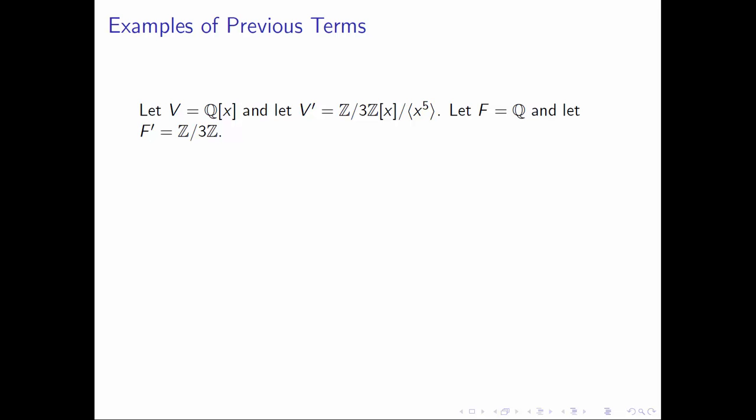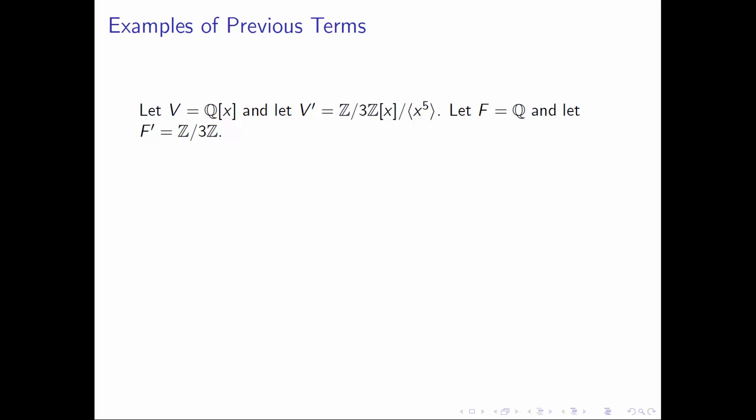Now, just to make this a slightly less boring presentation, hopefully, let's do some examples just using the previous terms. So let's consider two different vector spaces over two different fields. Let's introduce the vector space V, which is the rational numbers adjoined X, so polynomials with rational coefficients, and let V prime be a similar vector space. Let's have it be a polynomial ring, but a factor group of a polynomial ring. So we'll take the polynomial ring with coefficients in Z mod 3Z, and let's just mod out by the ideal generated by X to the fifth to get V prime.